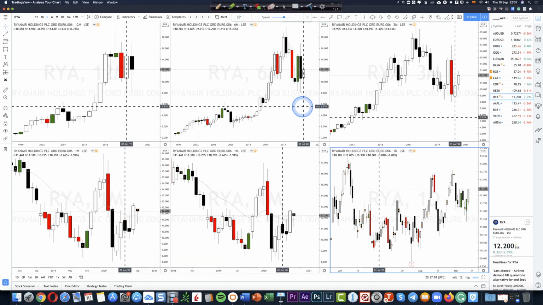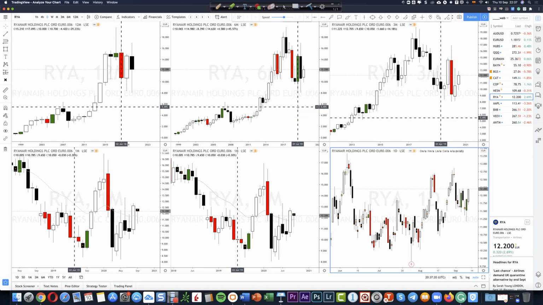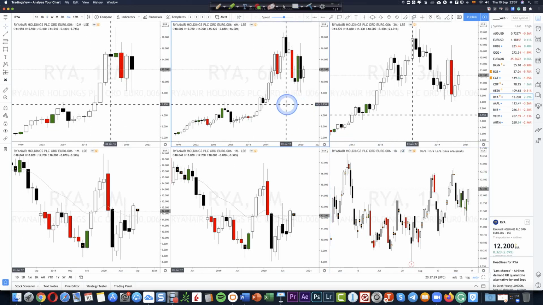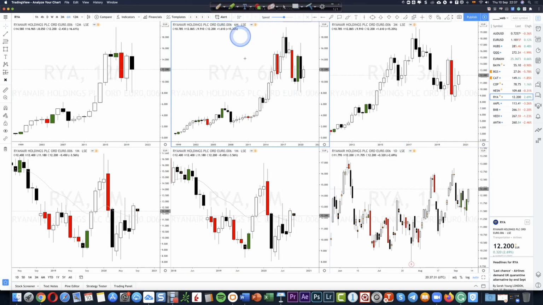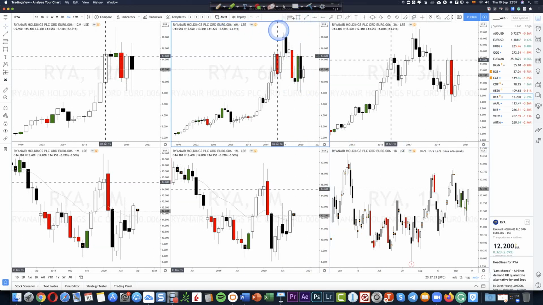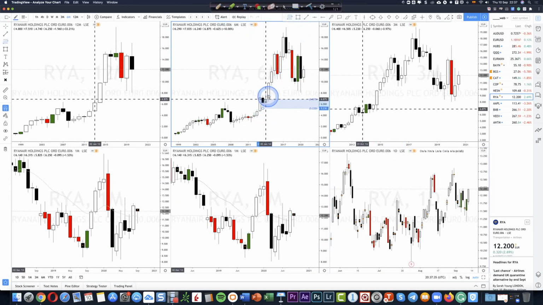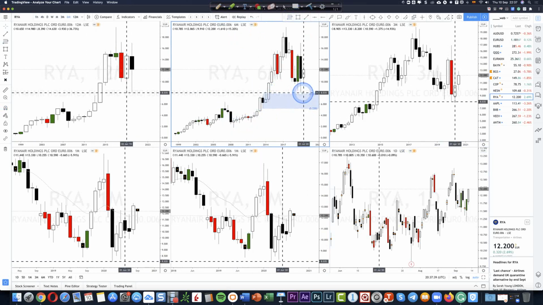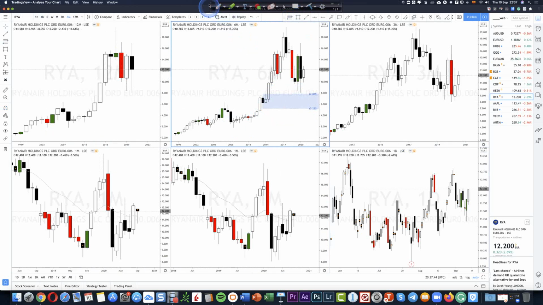Ryanair. I believe every European knows about this airline. I don't like this one. Obviously, I don't want to fly with them because, well, you know, low cost and how they treat you. It fell short of retracing to that 6 months area of demand. It didn't hit that area of demand.